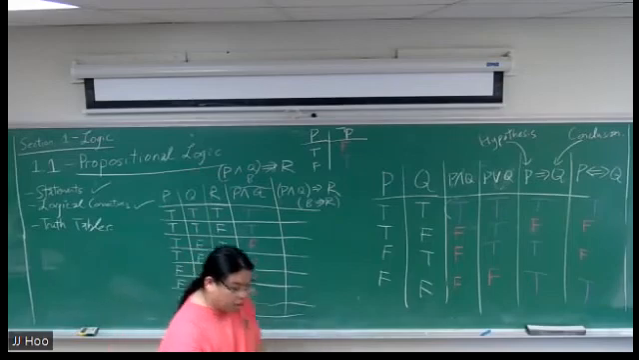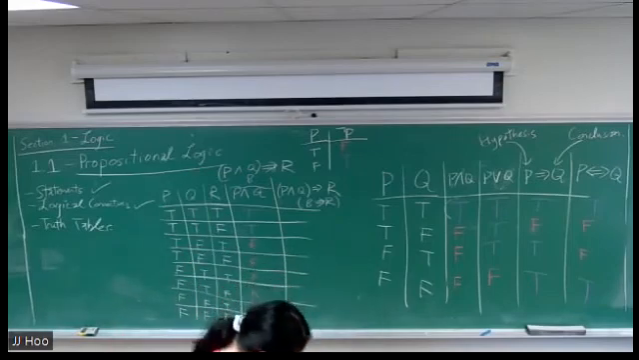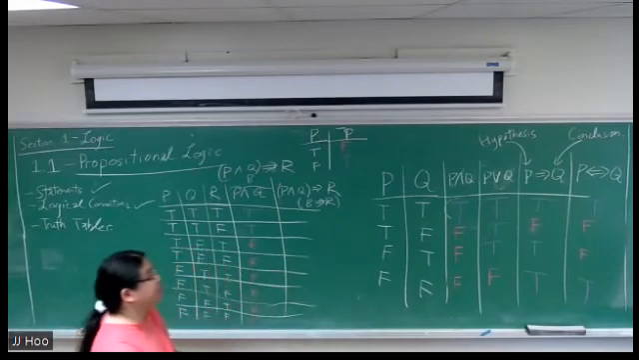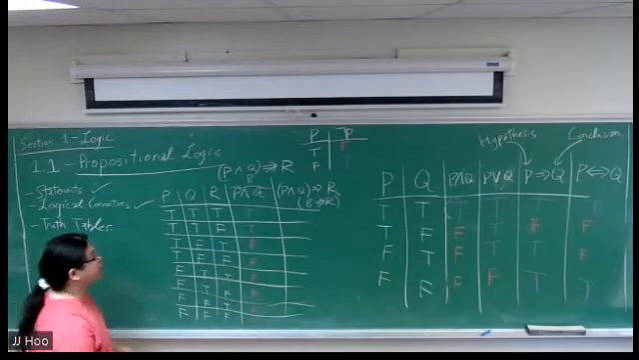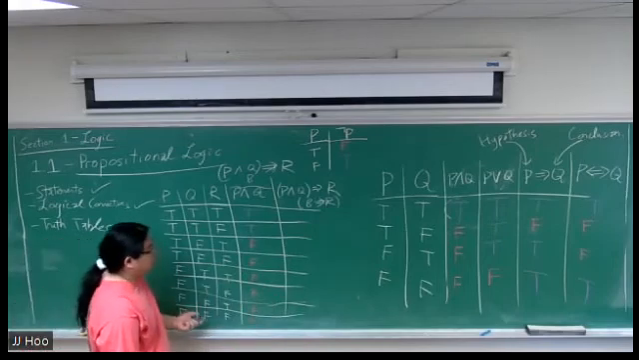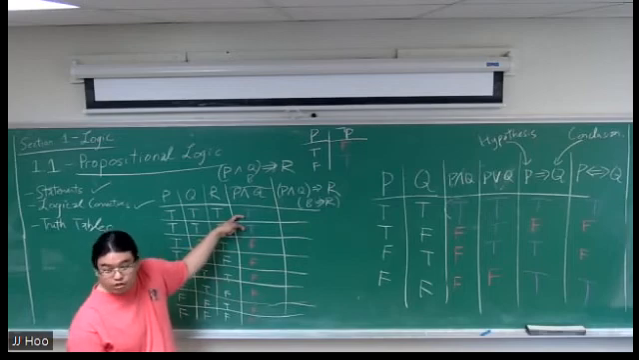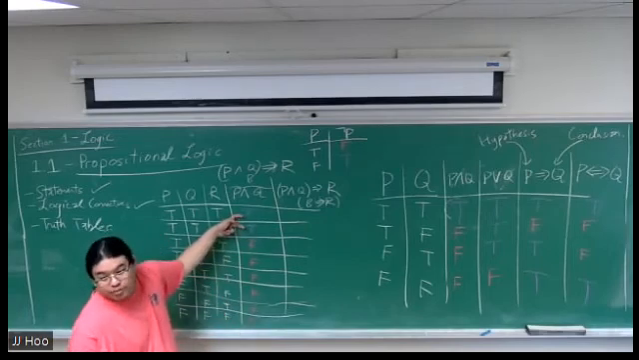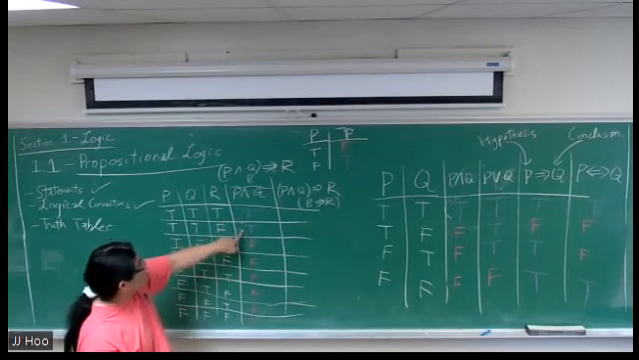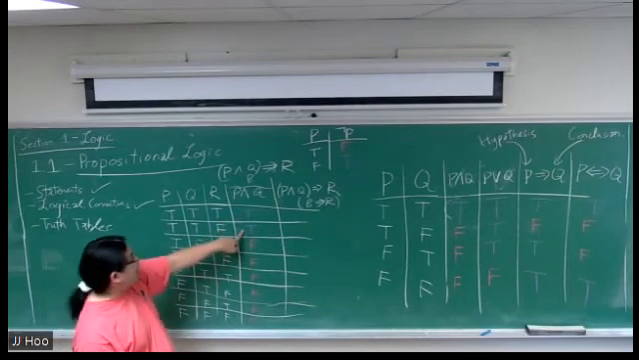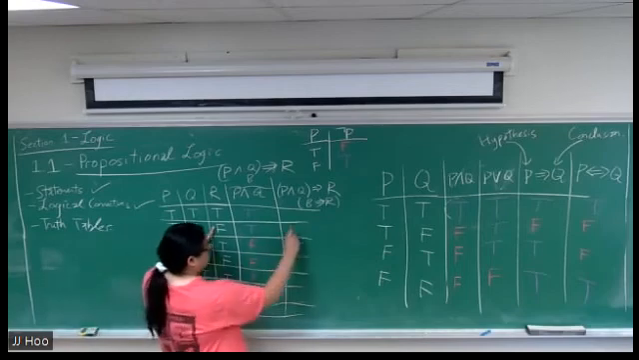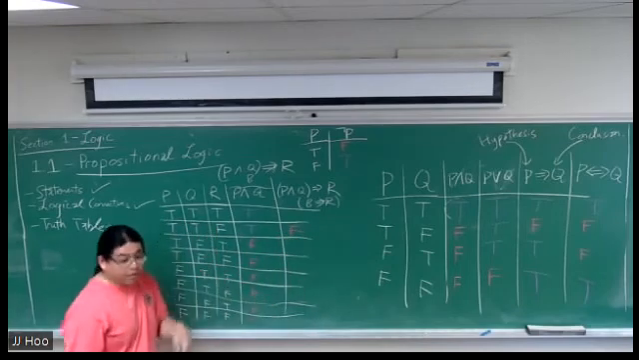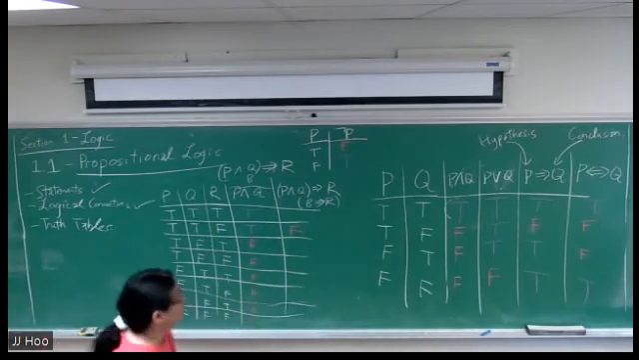So let me go ahead and mark out all the rows where the hypothesis is true and the conclusion is false. Well, that makes it easy because I only need to look at this. In all of these, the hypothesis is false, so I don't care about this. Here, the hypothesis is true and the conclusion is false, so this is false. But in all other cases, I'm perfectly fine.